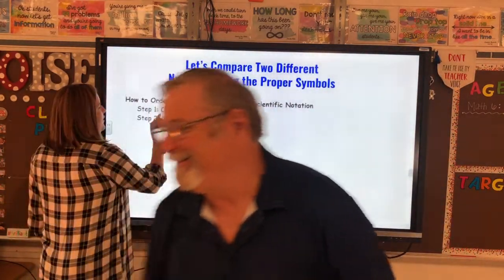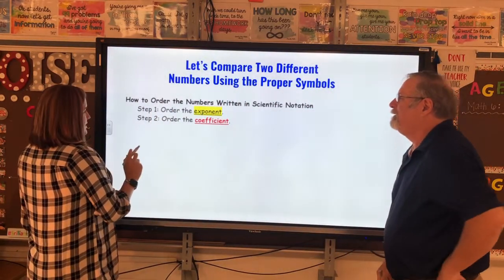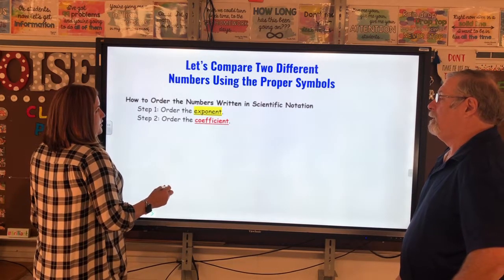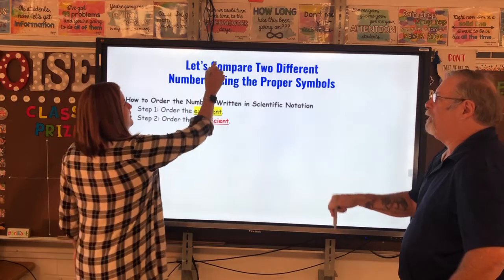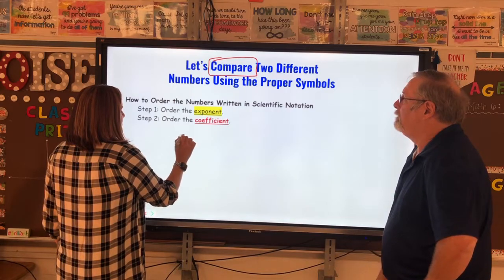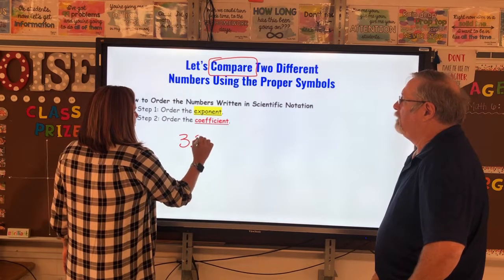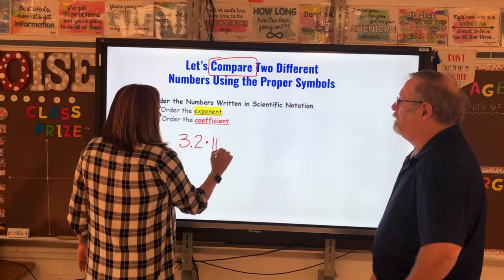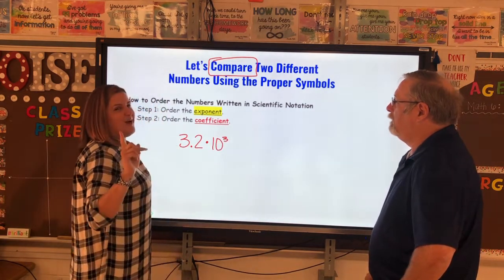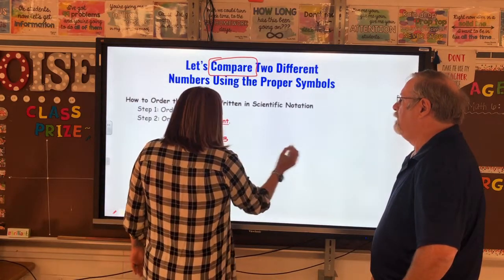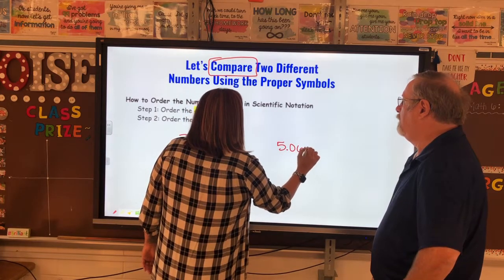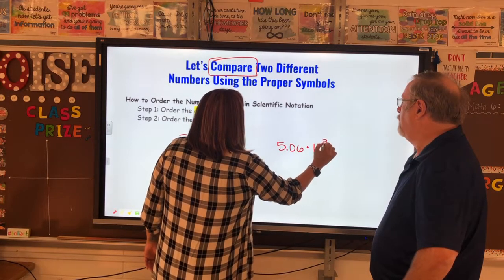We're going to order, let's start out with two that have the same exponents, because we're going to compare first. So let's do 3.2 times 10 to the positive 3. We'll stick with positives first. And 5.06 times 10 to the positive 3.